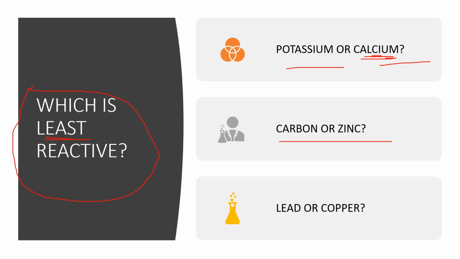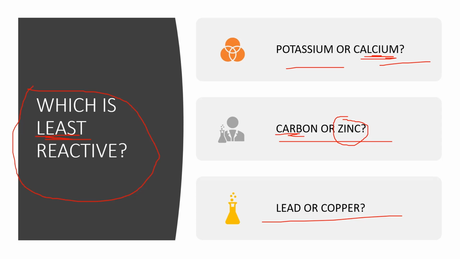What about carbon or zinc? Try to take some time, pause the video if you have to. Which one comes first? Carbon comes first, so it's more reactive. In this case, least reactive. So the answer is zinc. Zinc is least reactive in this case.